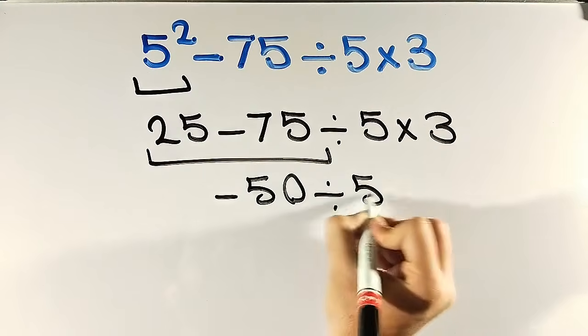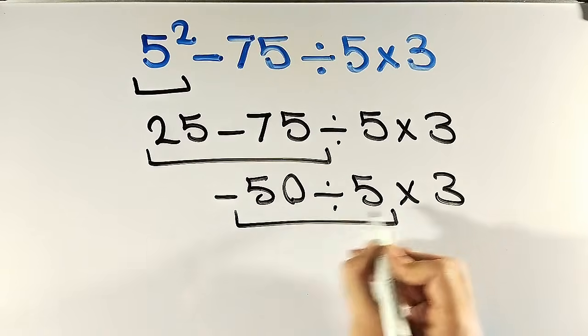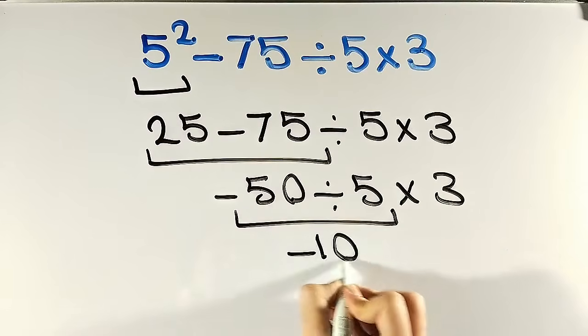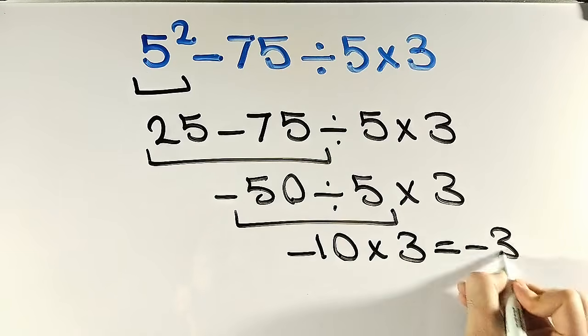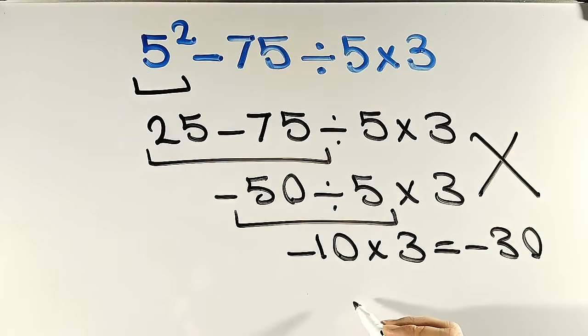divided by 5 multiplied by 3. Then they go for the division between negative 50 and 5 and write this expression as negative 10 multiplied by 3, which finally gives them the answer negative 30. However, this answer is actually incorrect.